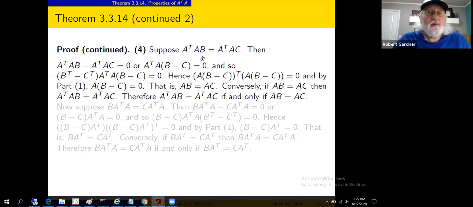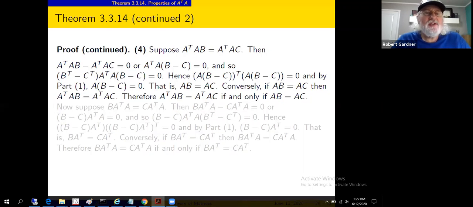Then we can rearrange, subtract, to get A transpose AB minus A transpose AC equals 0. Just took this to the other side with some subtraction. We can factor the Gramian product, A transpose A, factor that out. We're left with a B minus C. Okay, we got equals 0 from the arithmetic we've done. Let's multiply both sides of this equation on the left by B transpose minus C transpose. Can't argue with the validity of it.